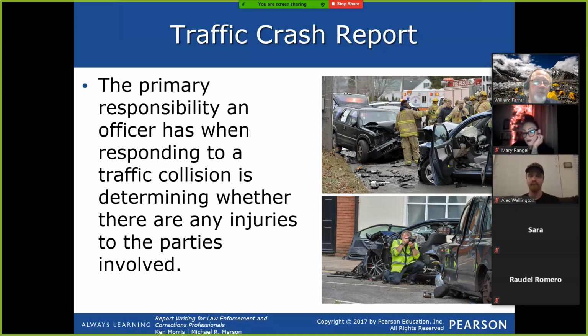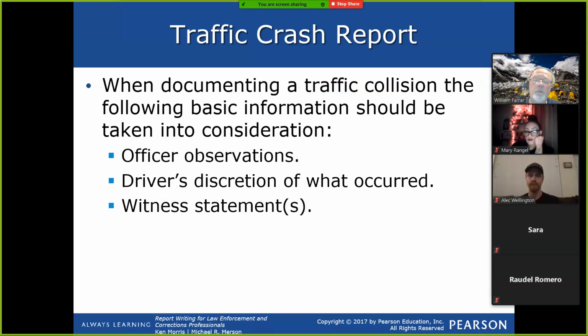And distraction being, of course, looking down at your phone, texting and driving, or drinking and driving, etc. So these are all things that you have to at least look at to make sure that your investigation is thorough. When you actually write a crash report, it's going to be almost similar to a crime report. It's not going to be that much different.